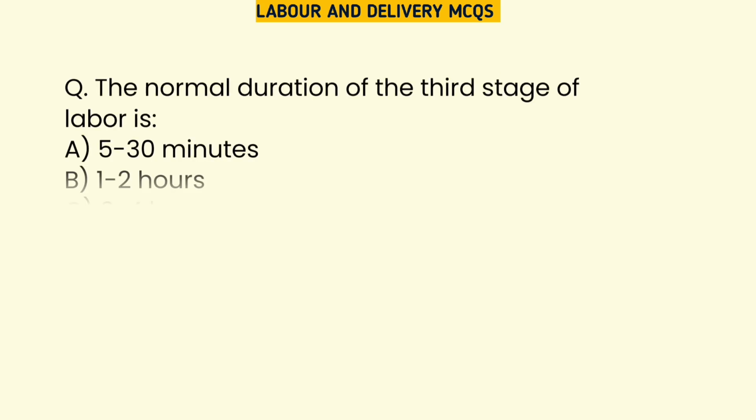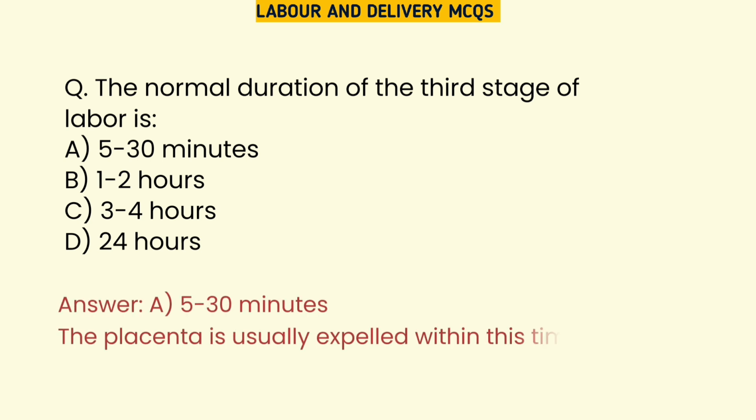Next question. The normal duration of the third stage of labor is. Correct answer is A. 5 to 30 minutes. The placenta is usually expelled within this time frame.